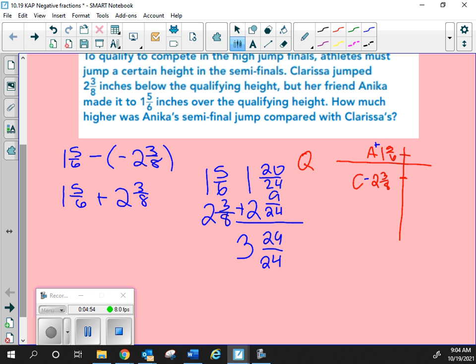Is this my final answer? Why not? Someone raise your hand. What's wrong with this, Steven? Because it's an improper fraction, so what could I do?